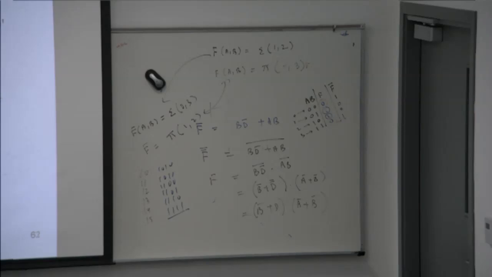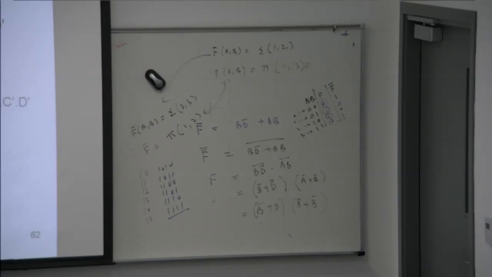Okay, now to find the simplest product of sums expression for example number 2. We did example number 2. Draw the K-map of F and F bar. Now this is F or F bar? F. If we want to get F bar, what do we do? From the K-map of F, now we get F bar.